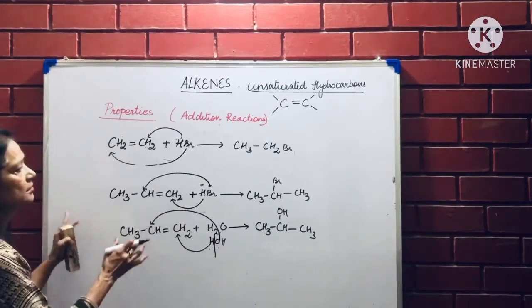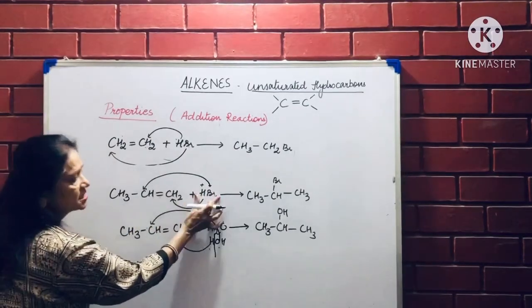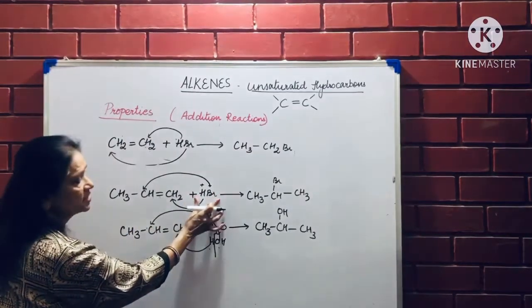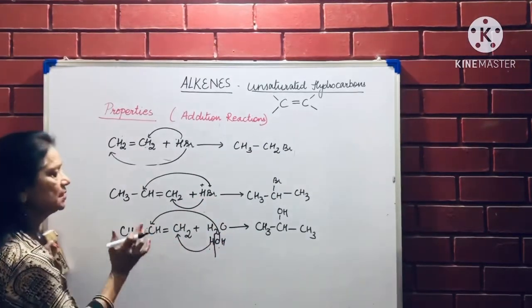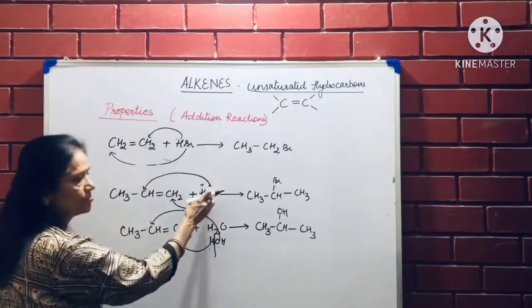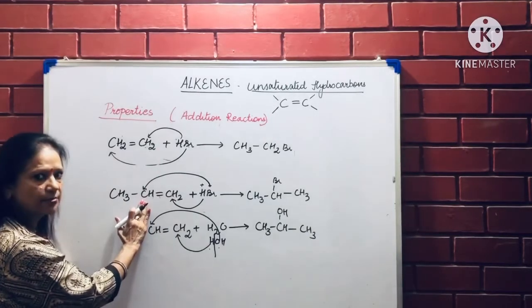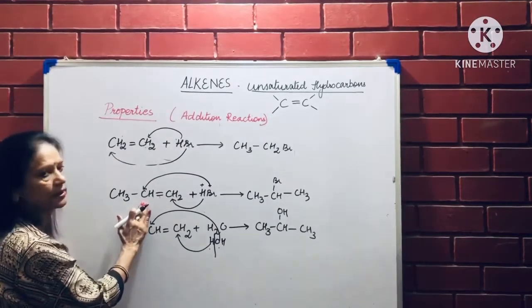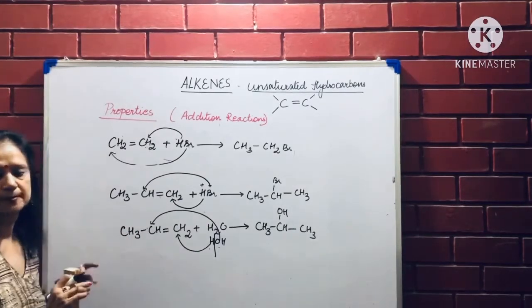So whenever there is an unsymmetrical alkene and an unsymmetrical reagent, compound which is reacting has two different things. This also had two different things. Then the negative of that reagent, that attacking reagent, that compound which is reacting, will attach to that carbon atom which has less number of hydrogens.